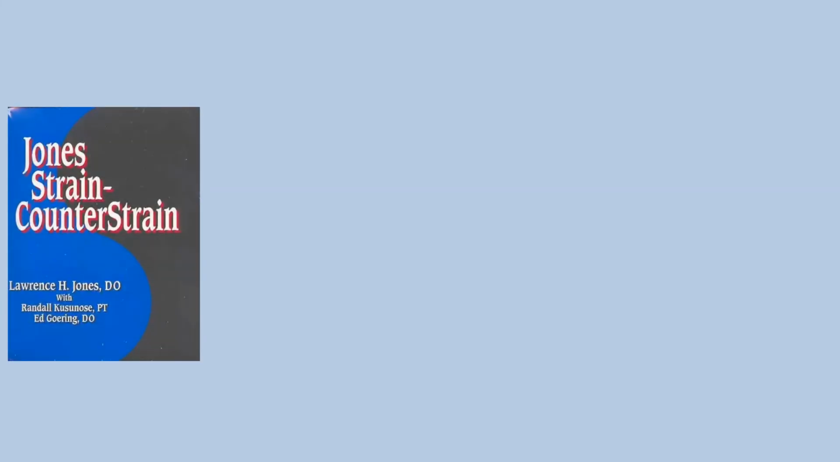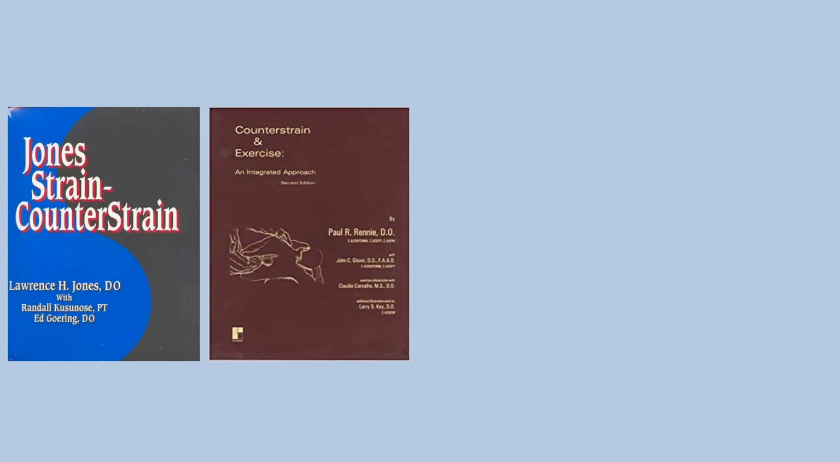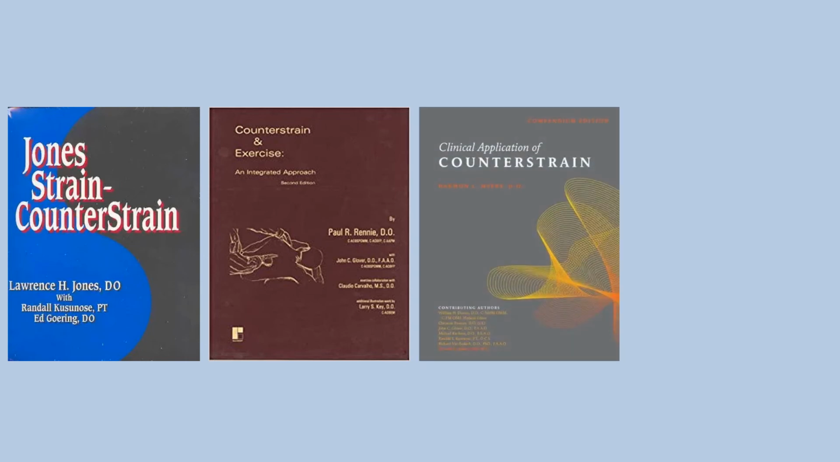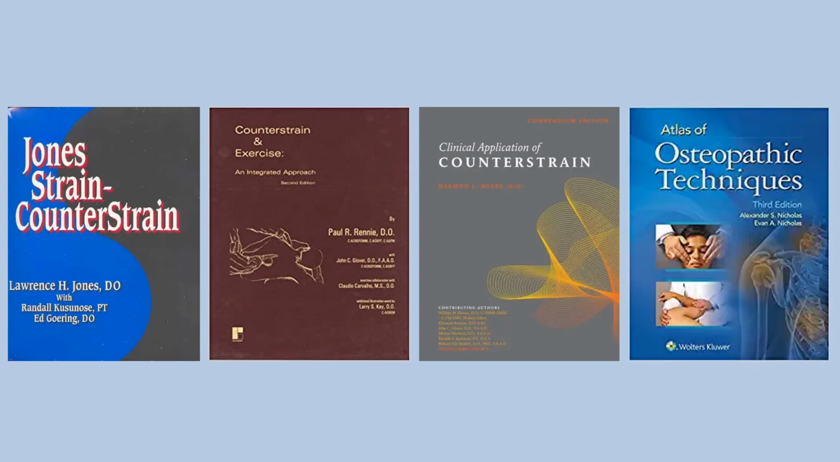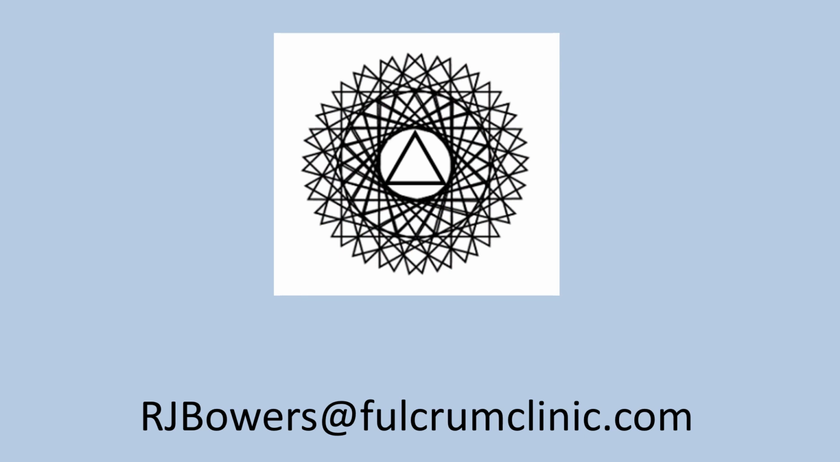For further reading, Lawrence Jones first described and developed the strain counterstrain model and classic treatment approach, and his Jones Strain Counterstrain book is essential reading on the topic. Paul Rennie also has written a great book called Counterstrain and Exercise, but it is out of print and difficult to find. Harmon Myer's Clinical Application of Counterstrain is a clinically useful book, but the author combines counterstrain points and trigger point information in a way that can cause confusion between the two. For concise charts listing locations of specific counterstrain points and their treatment positions, the Nicholas brothers' Atlas of Osteopathic Techniques is a great book. I have made this video as a resource for other physicians and bodyworkers.